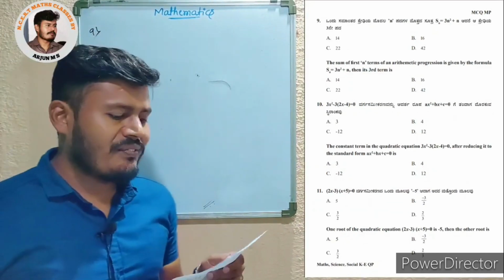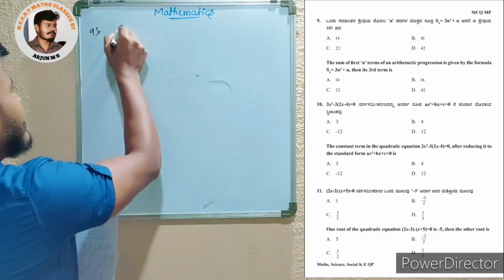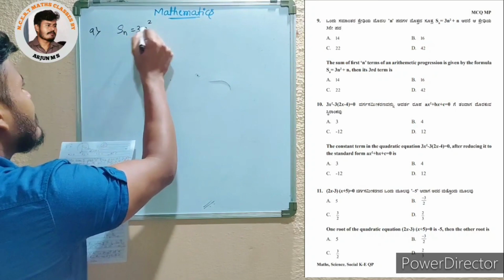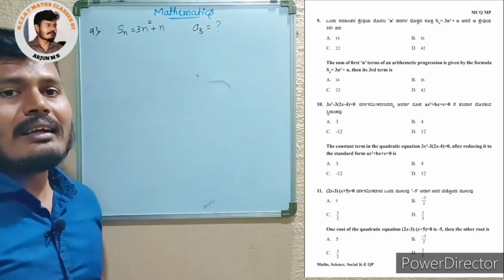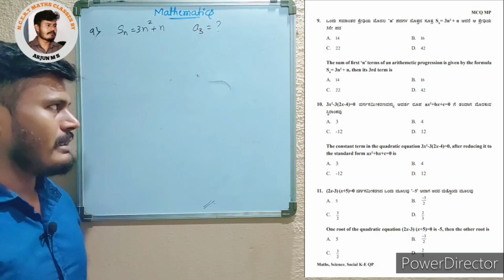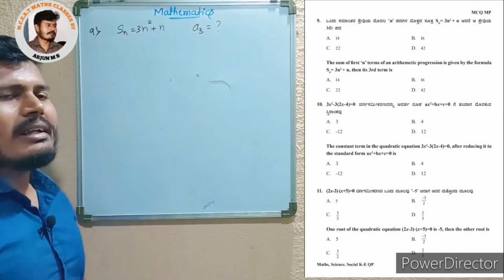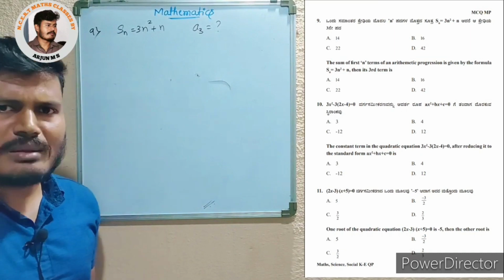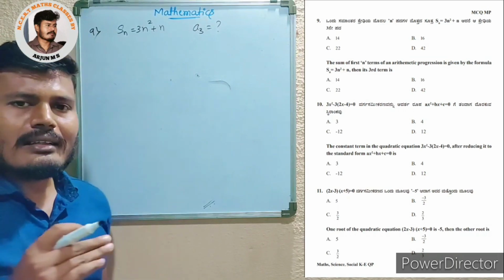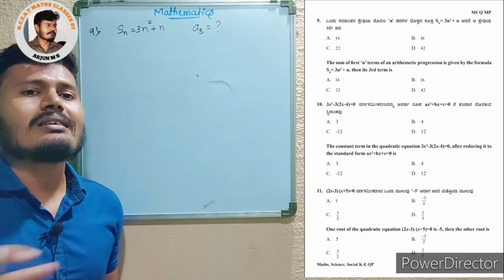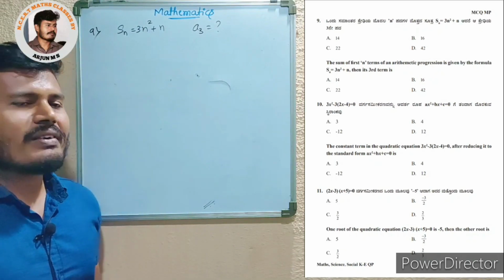Ninth question. The sum of the first n terms of an arithmetic progression is given by the formula Sn is equal to 3n square plus n. We have to find the third term of the arithmetic progression, that means a3, right? How can you find any term by using Sn? By putting n is equal to 1, you get the first term of an AP. Putting n is equal to 2, we get the sum of the first two terms. Putting n is equal to 3, you get the sum of the first three terms. Those are not the consecutive terms of an arithmetic progression, right? Those are all the sum of the first n terms.